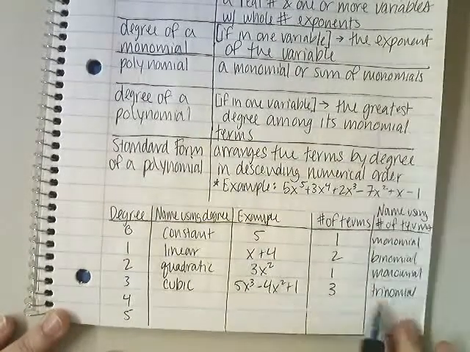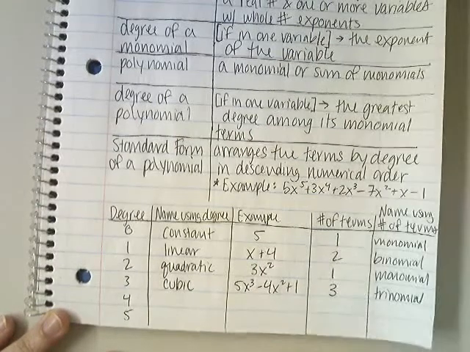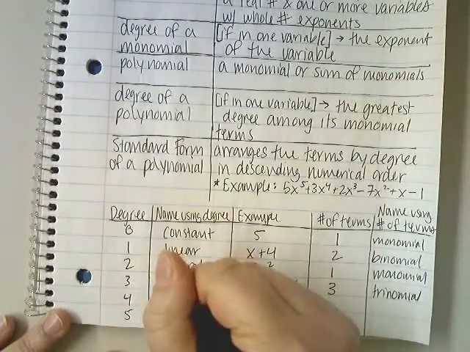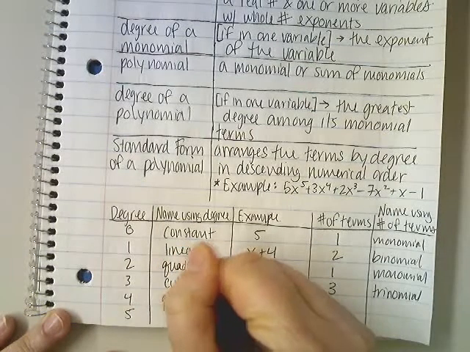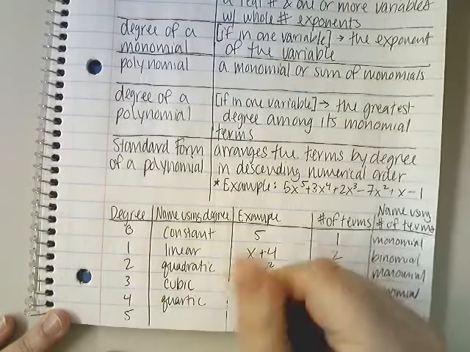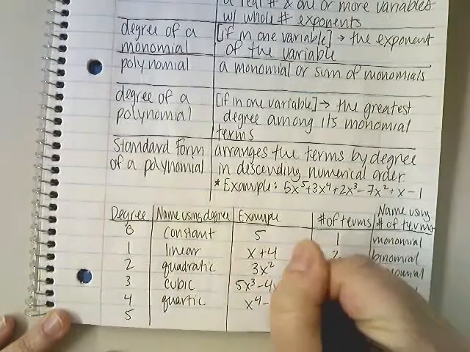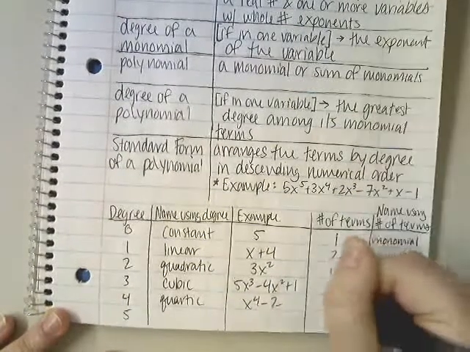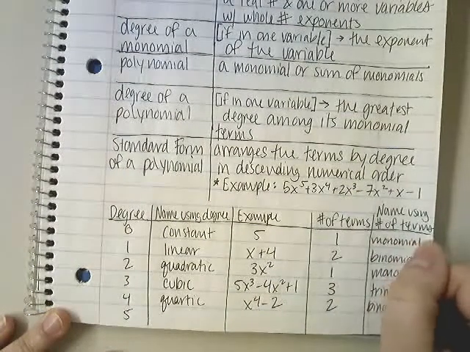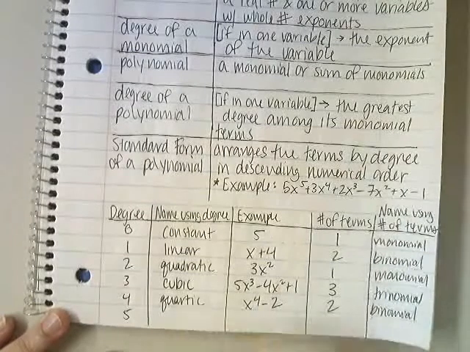So 3 terms, so it's a trinomial, so it's a cubic trinomial. 4 would be a quartic. And we could have something like x to the 4th minus 2. The number of terms here is 2, so it's a binomial. So our example is a quartic binomial.